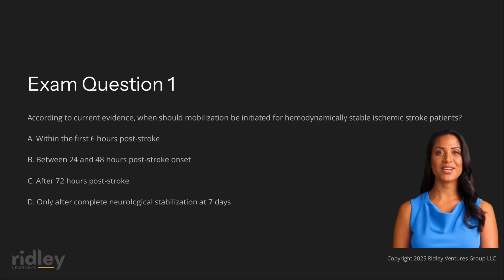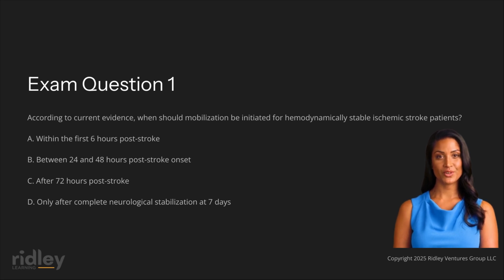We will now review the exam questions to solidify your understanding of the key concepts covered in this course on stroke rehabilitation. Question 1. According to current evidence, when should mobilization be initiated for hemodynamically stable ischemic stroke patients? The correct answer is B, between 24 and 48 hours post-stroke onset.